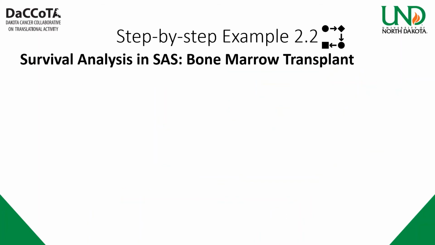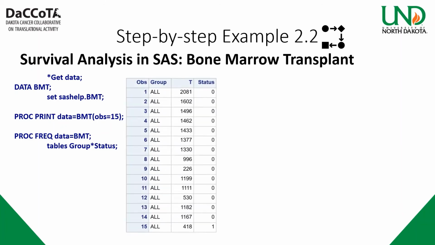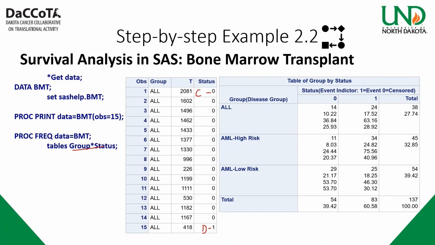Okay, now let's do a different data set with bone marrow transplant. You can get it from SAS Help, so I create a new data set called BMT, set it as this, so we can modify it as needed, and print it a little bit. So now we have a group. There are different groups, time and status. Here, zero is censored, and one is dead. And if we want to do a frequency table to look at group and status, here we go.